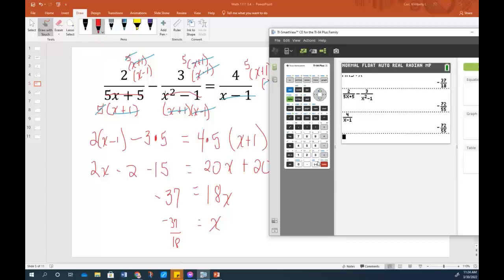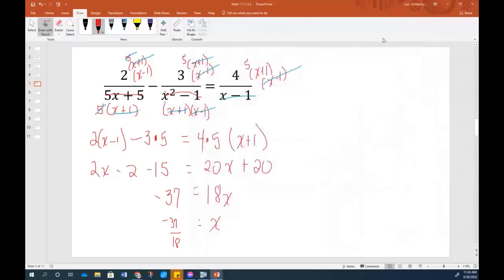They are the same. So see, I've used my calculator to check by just typing in my left and right after I've stored it into x. So this one did check, and that's my answer.